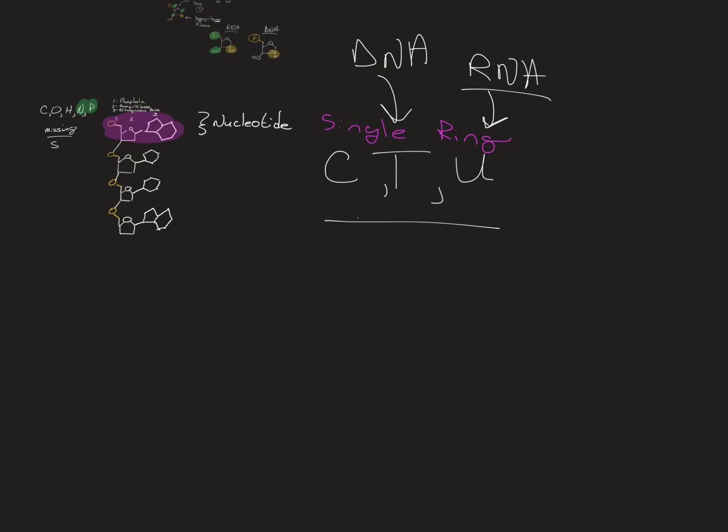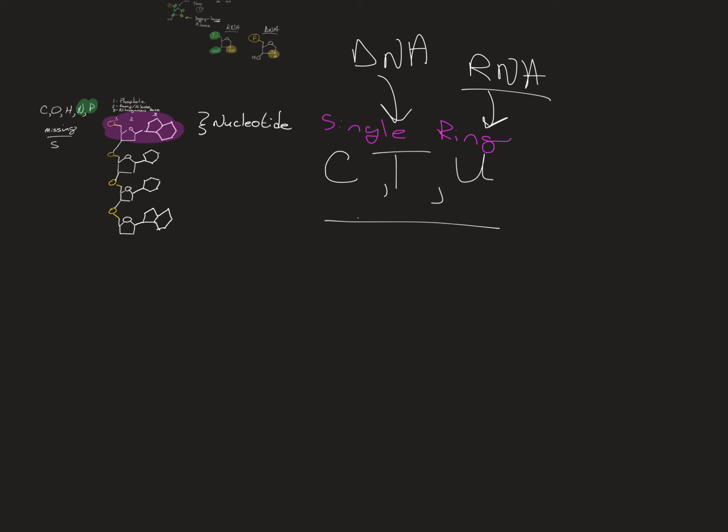Okay, right? And C is cytosine. So these are the 3 single ring nitrogenous bases: cytosine, thymine, and uracil. Uracil is only found in RNA, and thymine is only found in DNA. U replaces T in RNA. So wherever you would normally find a T in DNA, you'll find a U in RNA, and vice versa, right? So that's key. These single ring things are known as pyrimidines.